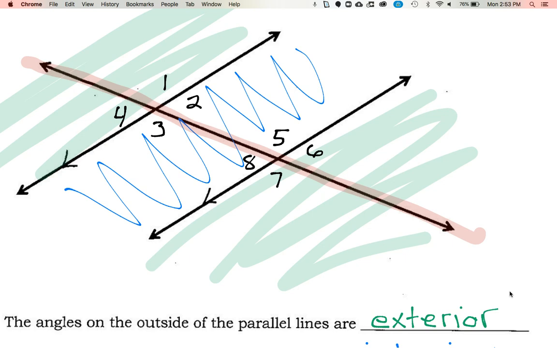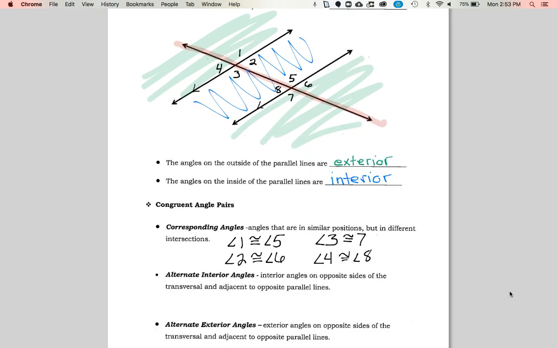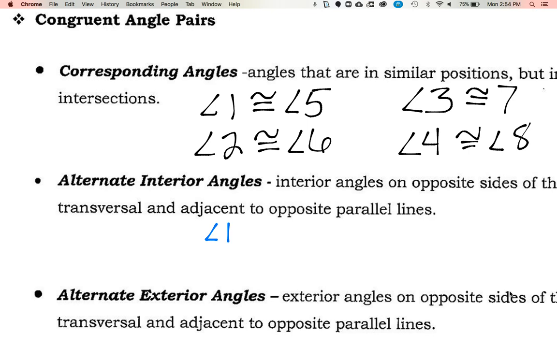And we can think of it this way as well. 1 and 3 are vertical. So we know 1 and 3 are congruent. 1 and 5 are corresponding. So if 1 is congruent to 3 and 1 is congruent to 5, that means 3 is congruent to 5. We call that the transitive property. Same thing with 2 and 8. Sorry, angle 3 is congruent to angle 5, and angle 2 is congruent to angle 8.